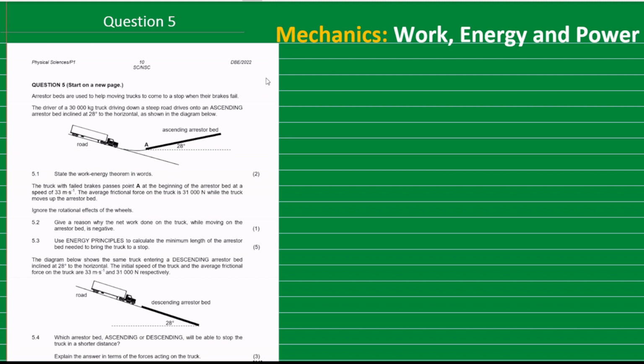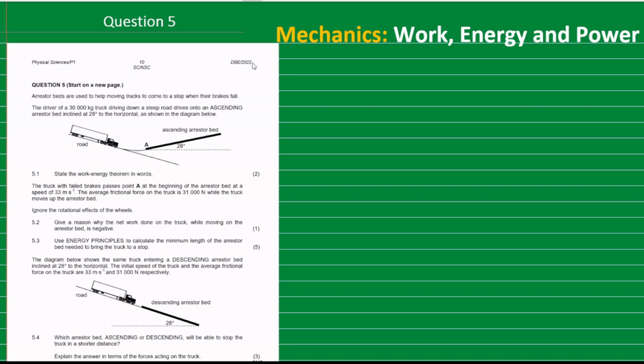This is paper 1. The question reads as follows: arrestor beds are used to help moving trucks to come to a stop when their brakes fail. The driver of a 30,000 kg truck driving down a steep road drives onto an ascending arrestor bed inclined at 20 degrees to the horizontal as shown in the diagram below. So we are given the diagram here. Question 5.1. State the work energy theorem in words.